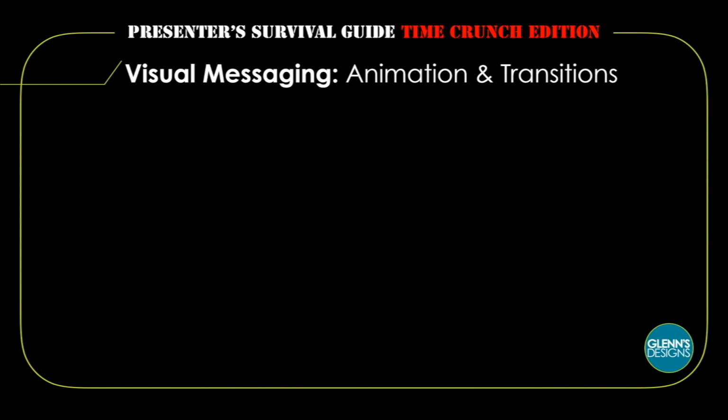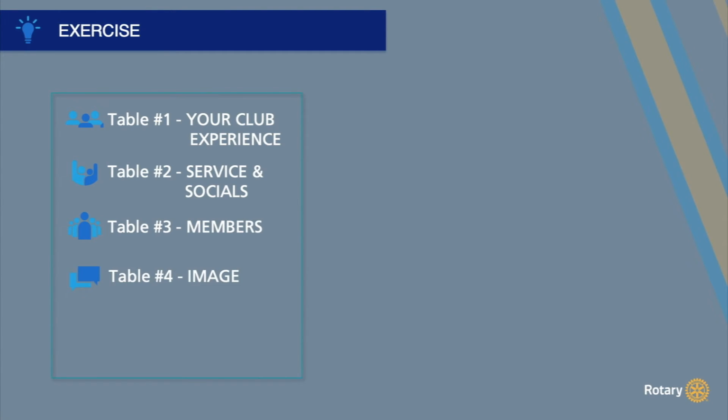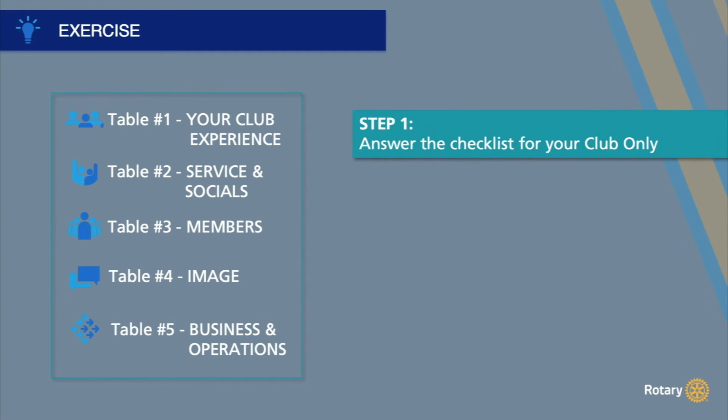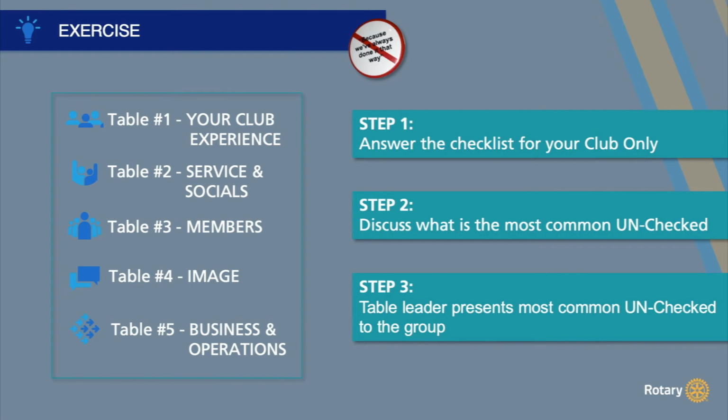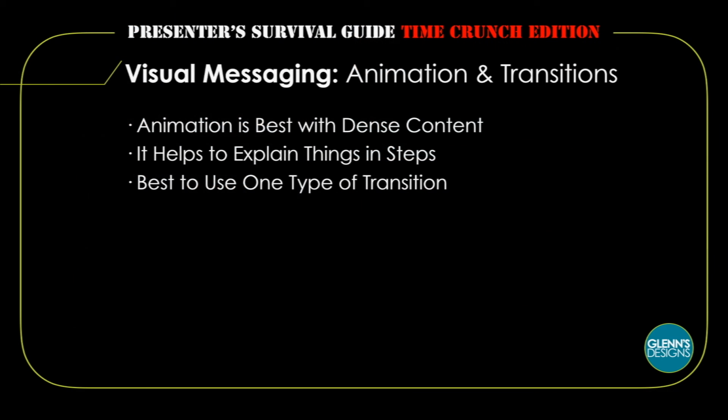Next, add in animation and transitions. Animation is best used in slides that have a lot of content and you need to explain things in steps. For example, when I co-led a workshop for Rotary International, there were many steps that had to be covered in a short amount of time. This is one example of how I did that. Regarding transitions, it's best to use only one throughout your presentation. Too many transitions can be distracting. Next, we'll be talking about click cadence and practicing with your slides to make sure it has flow.